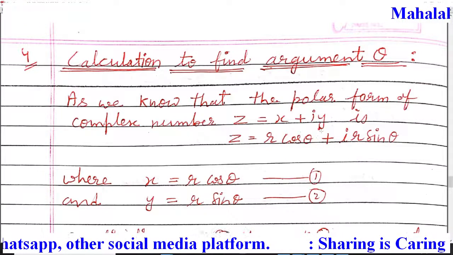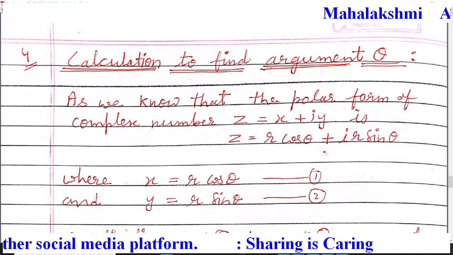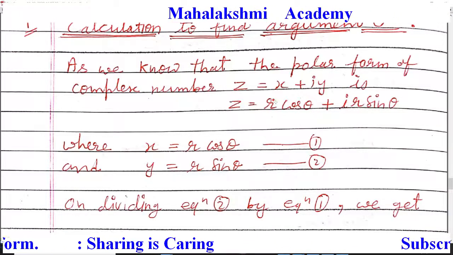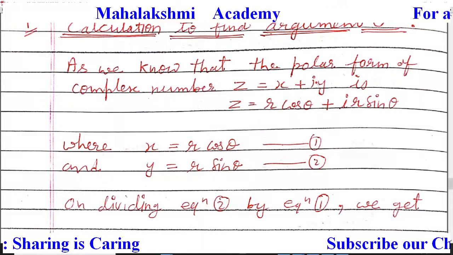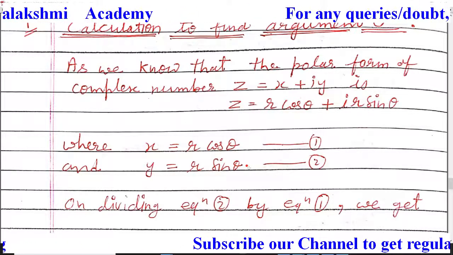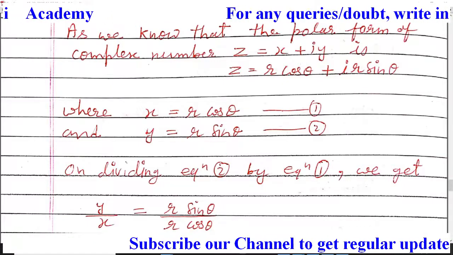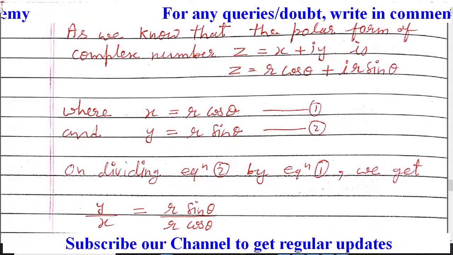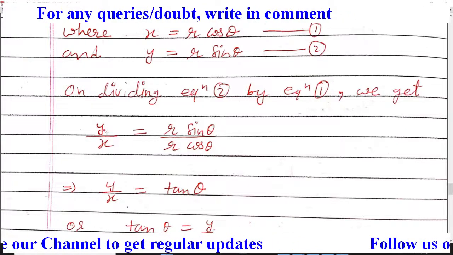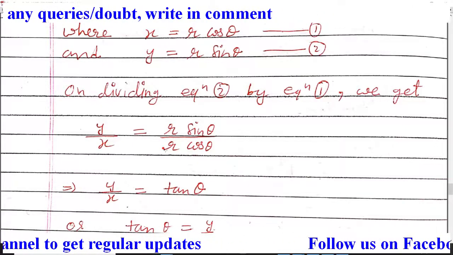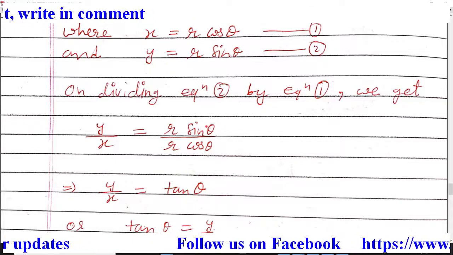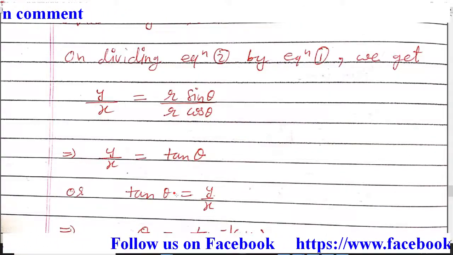Now I think it's very clear to you how we calculated it. Now from here, if you compare them, then x is r cos theta, and y is r sin theta, which we actually calculated also. Now if you divide equation 2 by equation 1, on the left hand side we get y upon x, and here r and r will cancel, and you will get sin theta upon cos theta. Now sin upon cos is what? Tan theta.